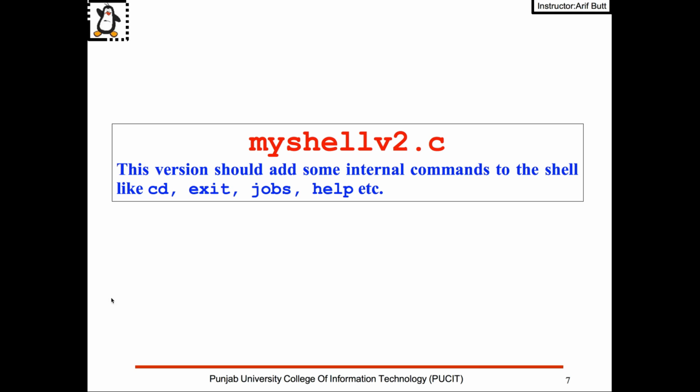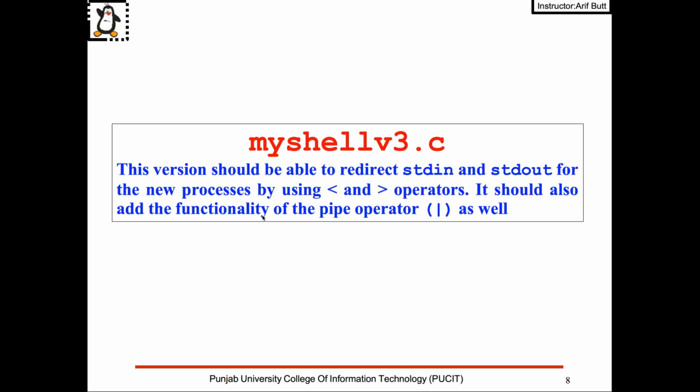So in version 2, what you need to do is add some internal commands to the shell, like cd, exit, jobs, and help. Remember, the code of these commands will be part of the shell code. Version 3 has the feature of input and output redirection, and it should also add the functionality of the pipe operator on the shell.